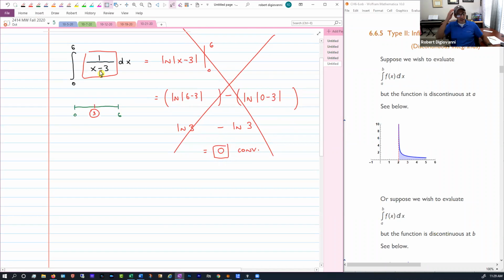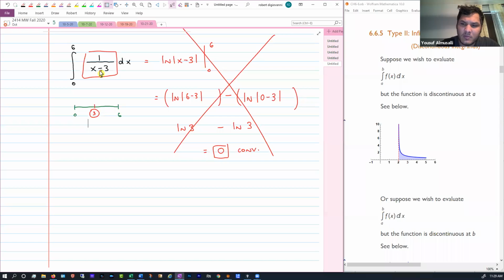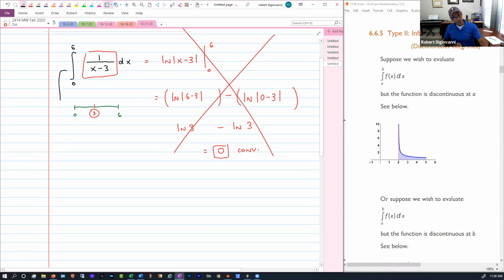So what are we going to do now? What do you think we're going to do now? Split it into 2. Because we've got to approach 3 from both sides. So we're going to split the integral up into two integrals. Let's do the integral from 0 to 3 first. Figure out what that is. Whatever that answer is, then we'll do the integral from 3 to 6.